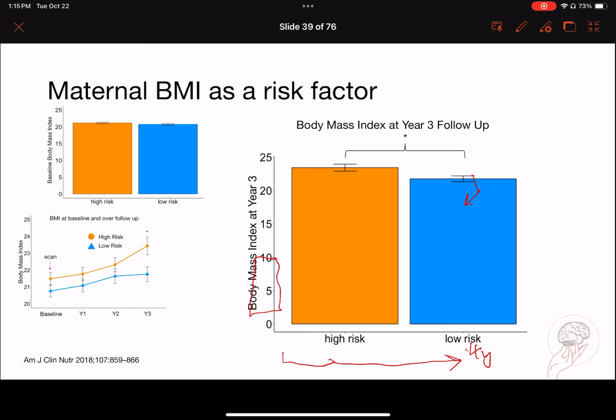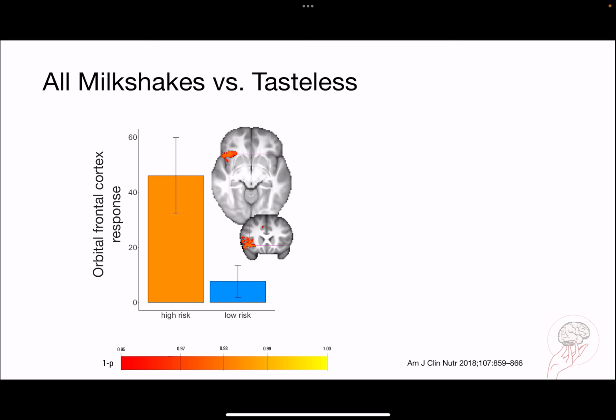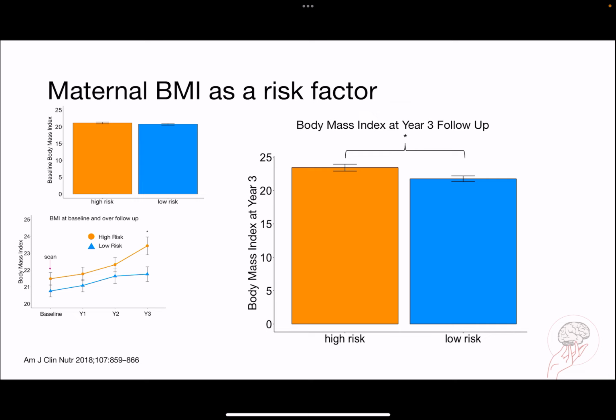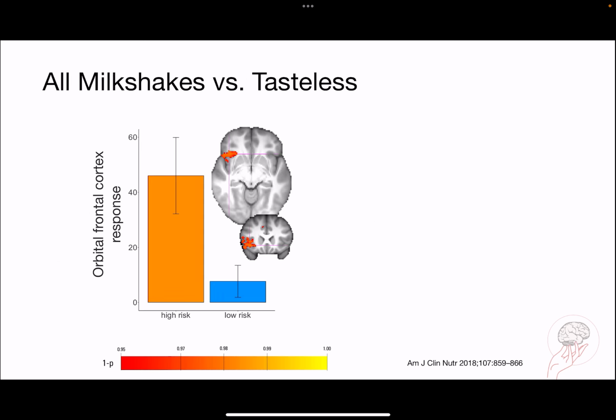And not only did they gain more weight over 4 years, so this now was significantly different, we saw changes in their brain. And if we go back here, you'll see that that scan was taken at baseline. So this is before the weight change. But the brain was already exhibiting differences to our milkshake taste versus a tasteless taste.